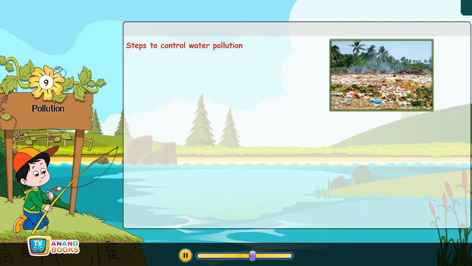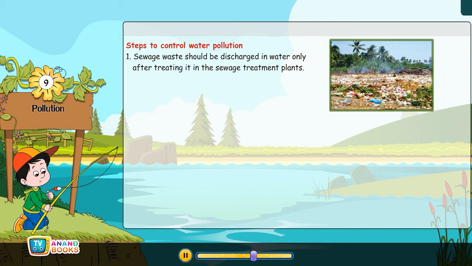Steps to control water pollution. Sewage waste should be discharged in water only after treating it in the sewage treatment plants. Industrial wastes should be properly treated before being dumped in water.